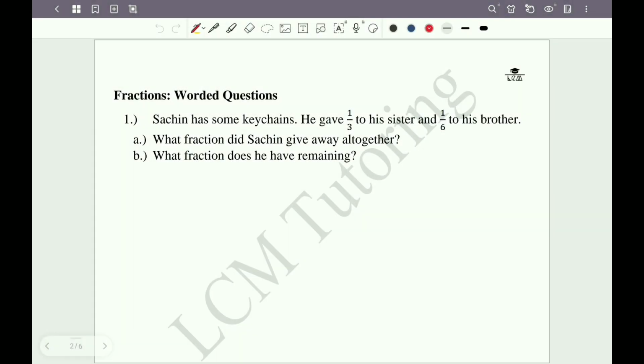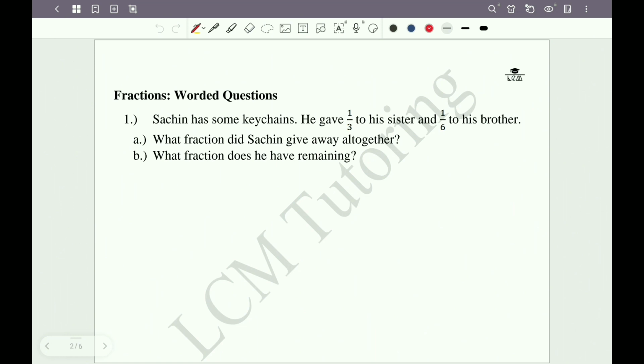Okay, so question 1 says, Sachin has some keychains, so some number of keychains. He gave 1/3 to his sister and 1/6 to his brother. Part A asks, what fraction did Sachin give away altogether? And part B asks, what fraction does he have remaining?